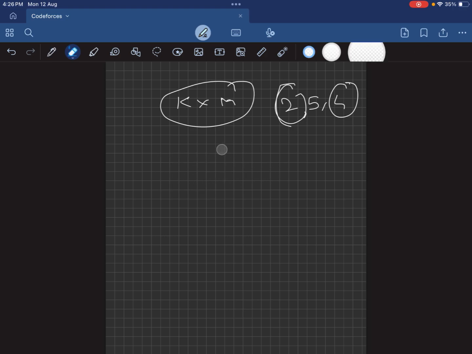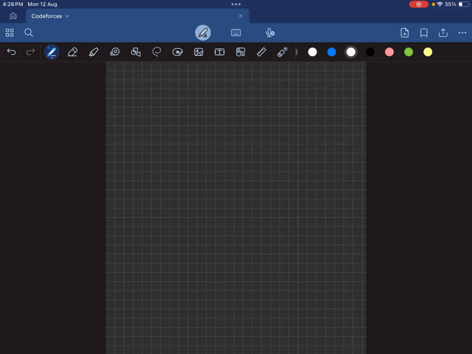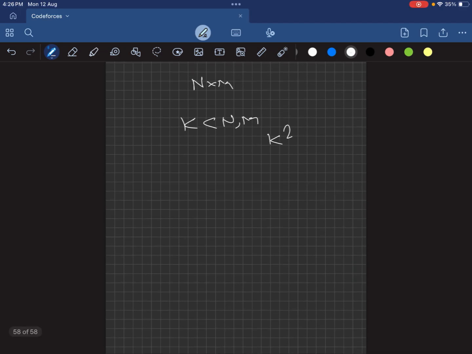So essentially, based on the case, if k is greater than n and m, the answer is n into m. If k is less than n and m, the answer is k squared. And if k is between n and m, the answer is k into the minimum of n and m. So this was the first question. Moving on to the second question, which was Removals Game.